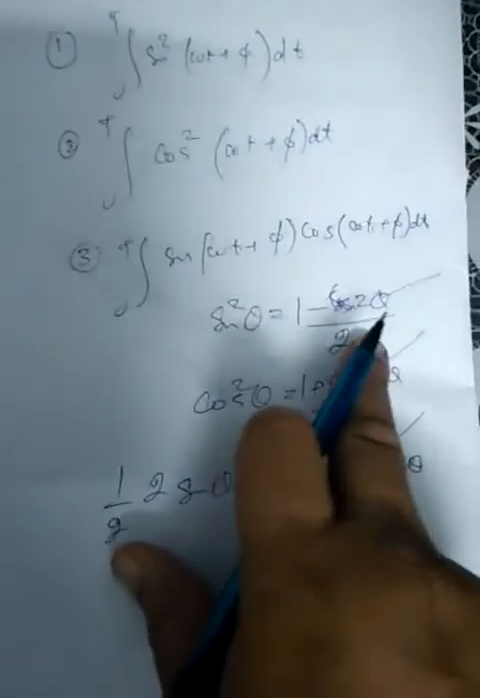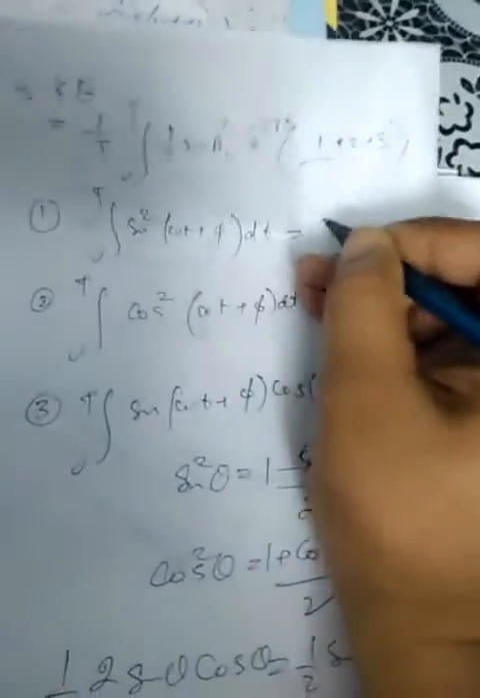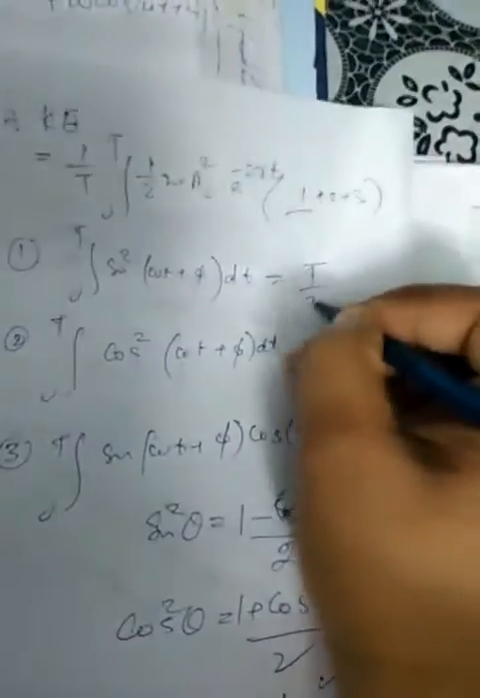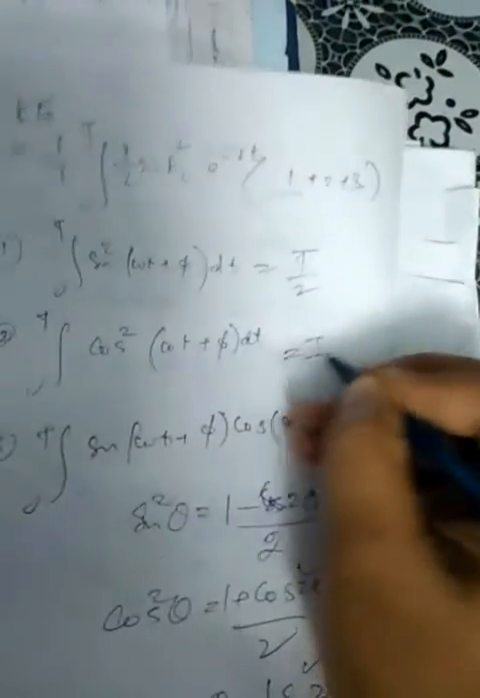Once you do the integration between these limits and put in the values, you will find that these parameters tend to be 0. The values of this will come out to be approximately T by 2, this will again be T by 2, and this will be 0. So out of 6 parameters, 3 parameters give the 0 answer.